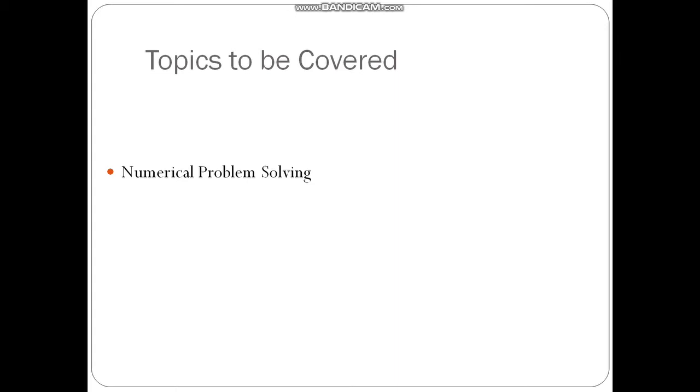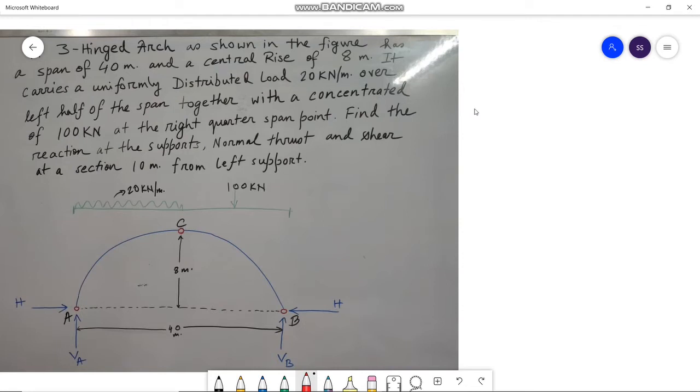In this lecture, we will solve another problem on 3-hinge arch. Let's do another problem on 3-hinge arch, that is this one, as shown in the figure. As per the problem, we have a central rise of 8 meter along with a span of the 3-hinge arch of 40 meter. The 3 hinges are situated at A, C and B.